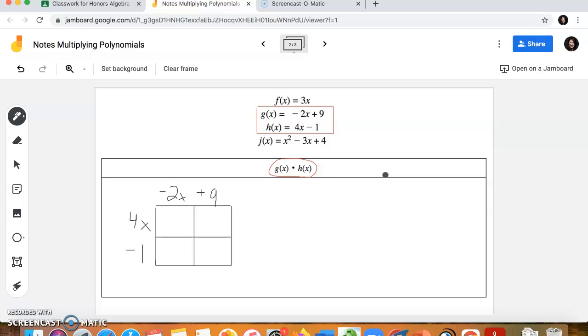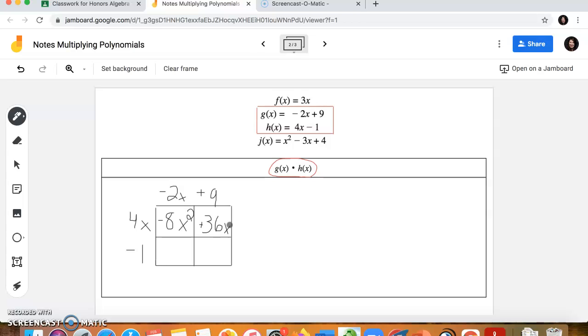Once you have your box set up, then we're going to multiply. Just like before, you're going to multiply the edges. For this box right here, this square, you're going to do 4 times negative 2, which gets you negative 8, and then you have 2 x's, so it's x squared. I'm going to do this box next. It's 4x times 9, so 4 times 9 is a positive 36. Like I said, I like to keep my signs inside there. Positive 36 with 1x.